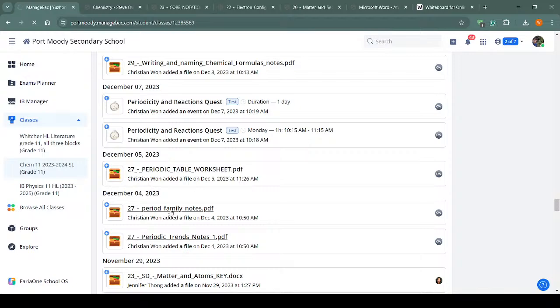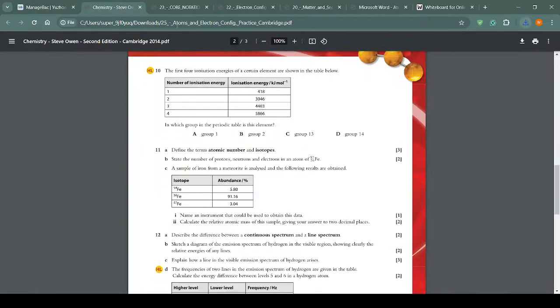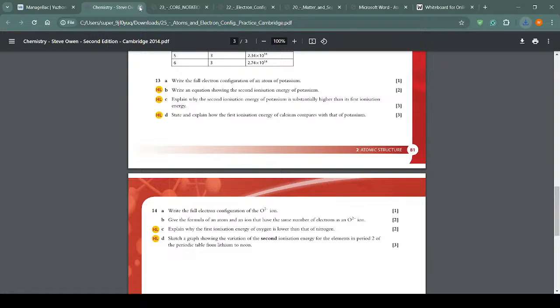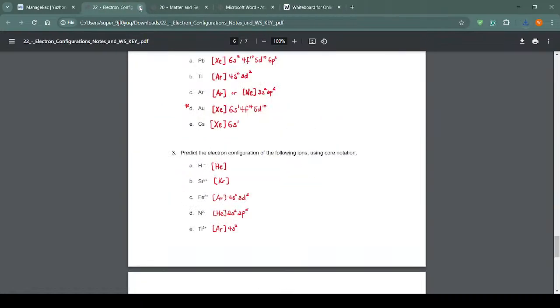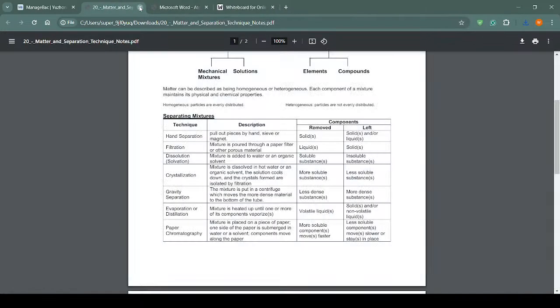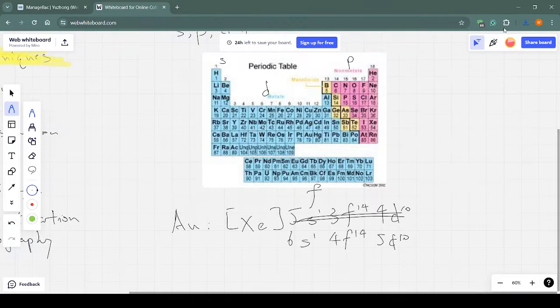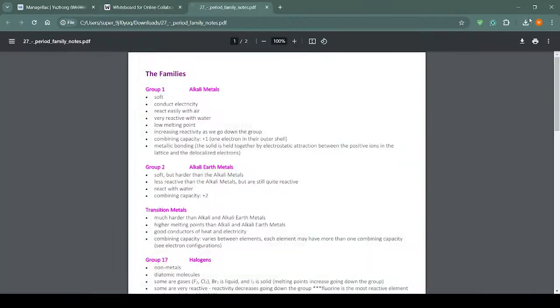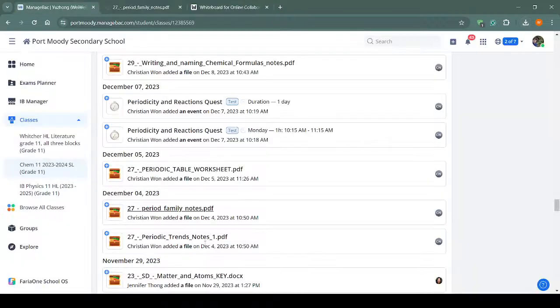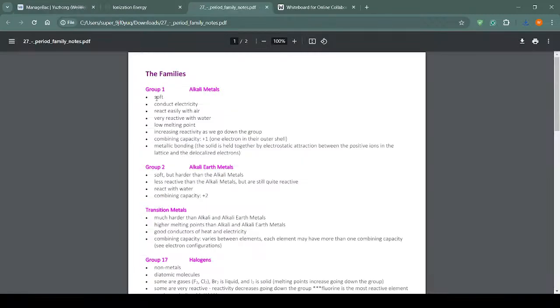Periodic trends and periodic family. Octet rule. Yep. Periodic family notes. Periodic trends. Do you think we're gonna have to like remember all this?